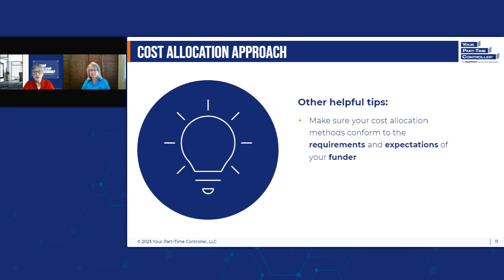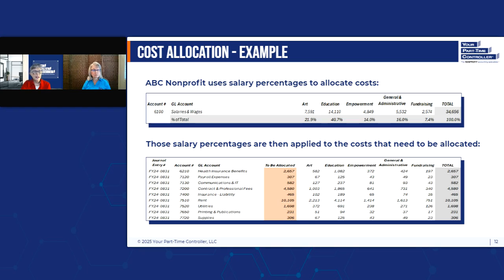And then communicate. Communicate with your leadership, all your stakeholders, including program managers, the executive team, the board of directors. Keeping things transparent ensures their buy-in, gives them an opportunity to ask questions as well as understand why and how we do these allocations. Here's an example, an illustration of a spreadsheet that you might use to allocate costs.